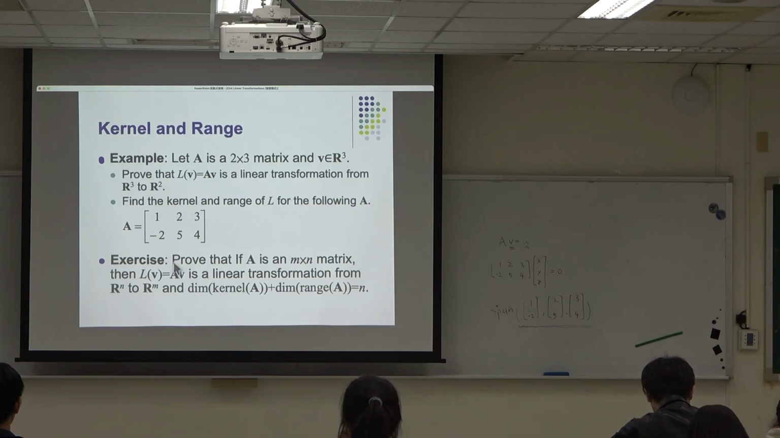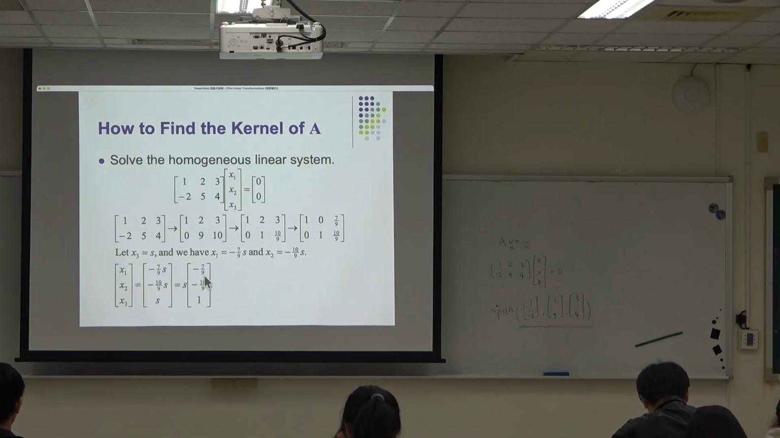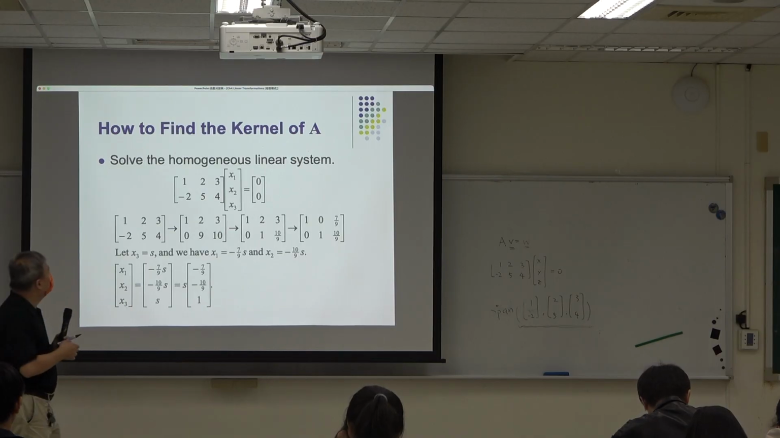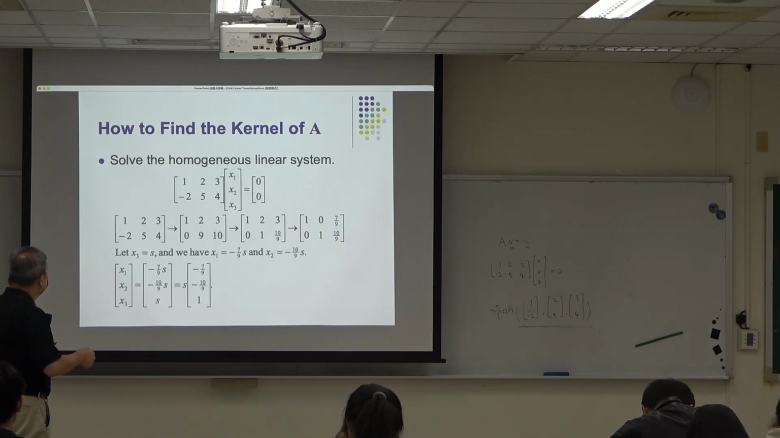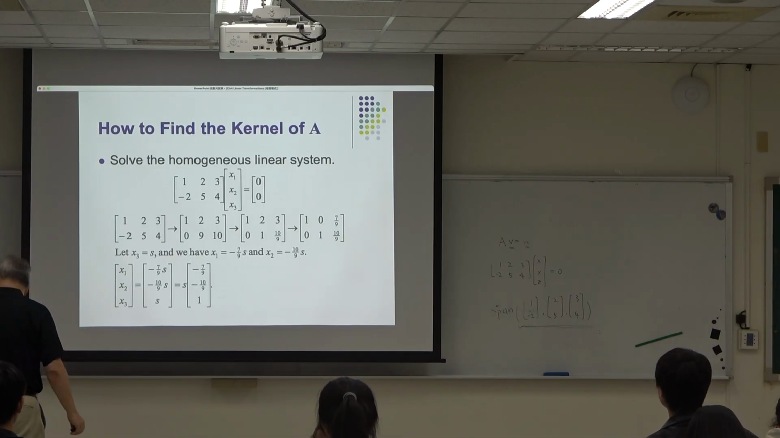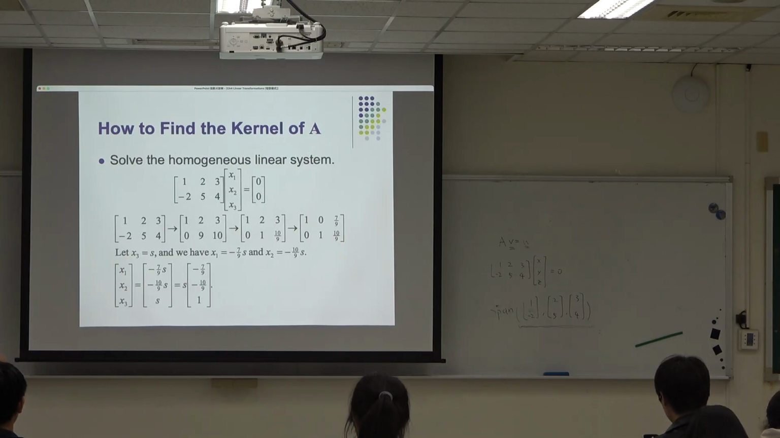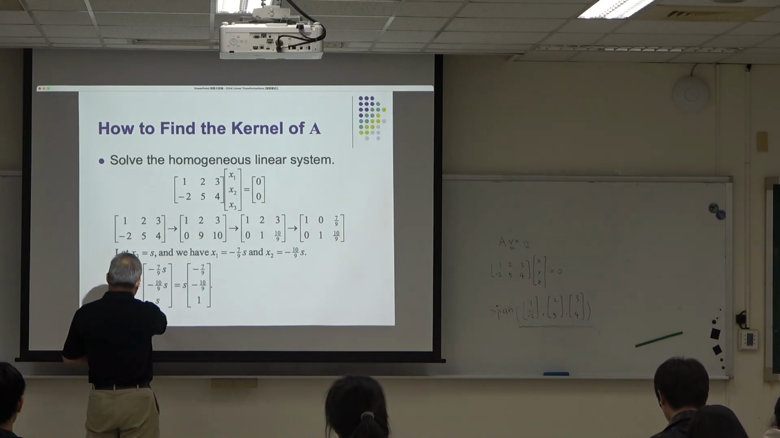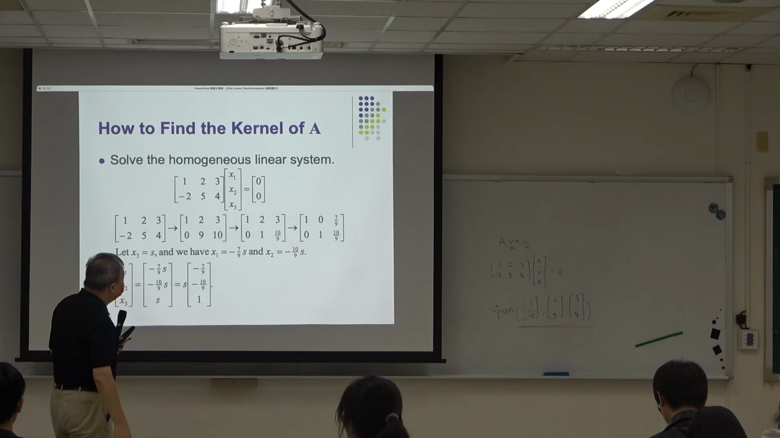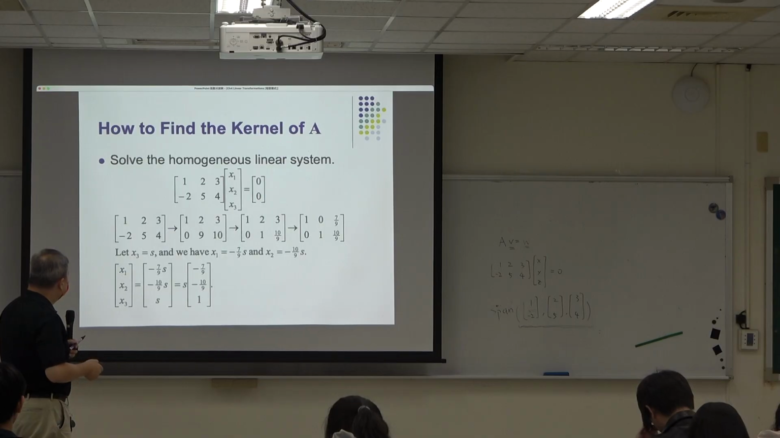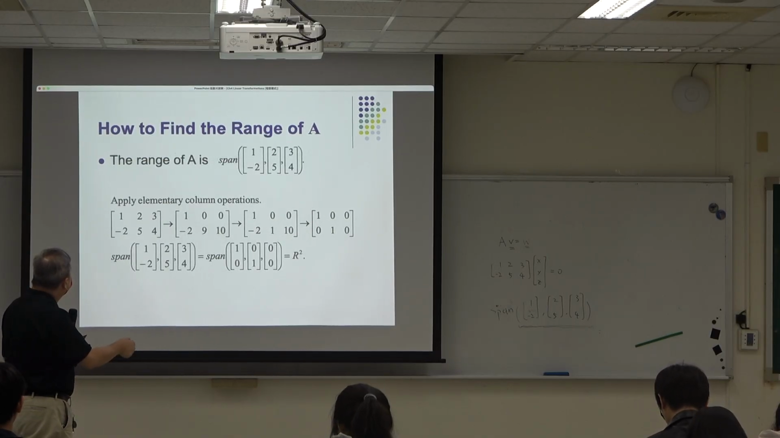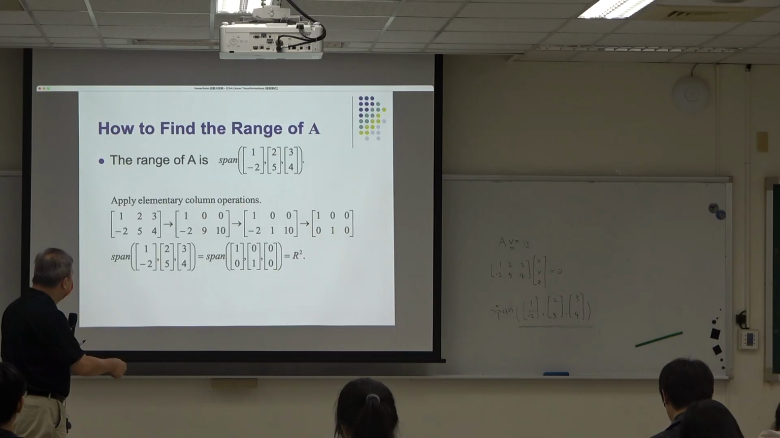So how do we find the kernel? Yeah, this is exactly it. You basically just solve this equation, and it will give you this one, which means it is one dimension. And then this range is the span of this, which we can show is two dimension.